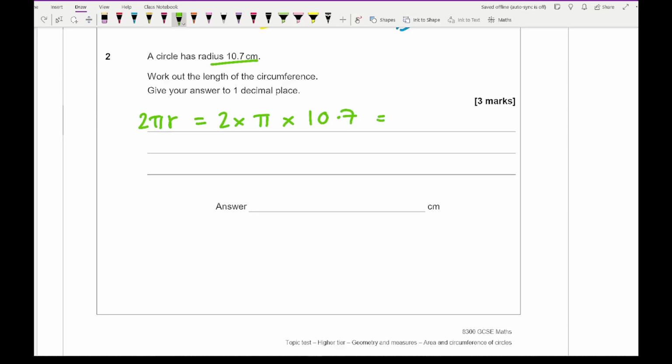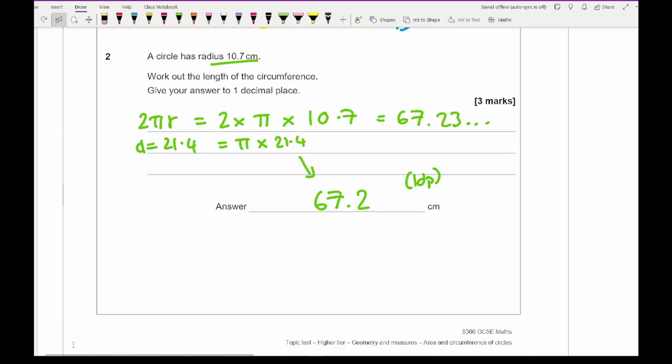So 2 times pi times 10.7, and that gives me an answer of 107 over 5 pi, but as a decimal it's 67.23..., so it's going to be 67.2 centimeters, and that's to 1 decimal place. Alternatively, you could have worked out the diameter, which is 10.7 times 2, which is 21.4. So it's going to be pi times 21.4, which again still gives me the same answer.